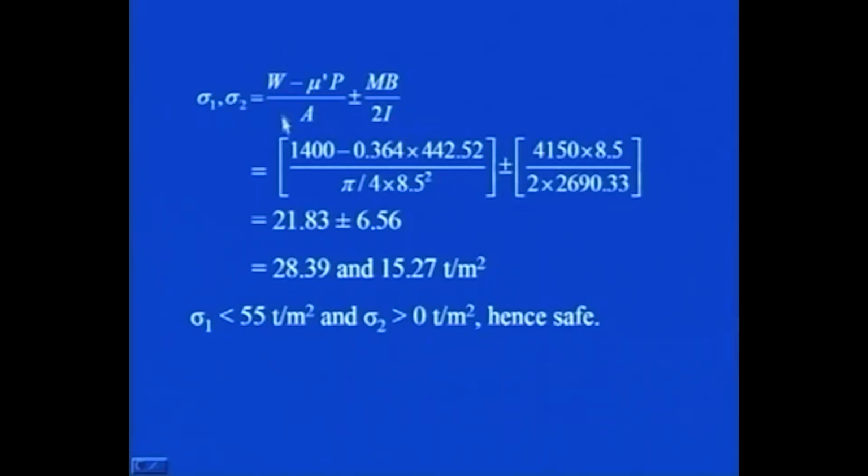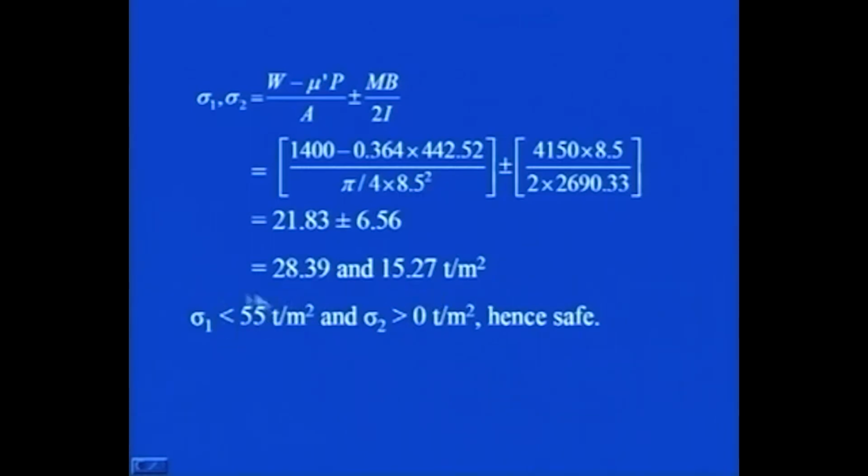So in this expression, if I substitute appropriate values, like W is equal to 1400 minus μ', we have found tan δ, that is 0.364, into P, which is 442.52, divided by the area of the base of the well, which is π by 4 into 8.5 square, plus minus 4150 into 8.5 divided by 2 into 2690.33, which we have calculated as the value of I. So we get two values, one is 28.39 ton per meter square and another one is 15.27 ton per meter square.